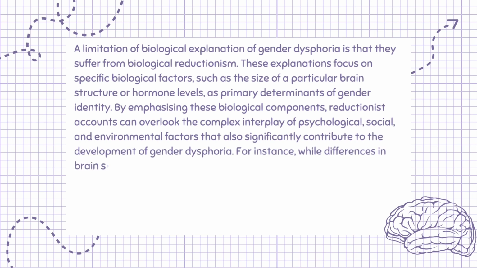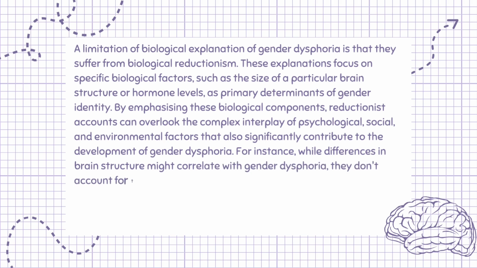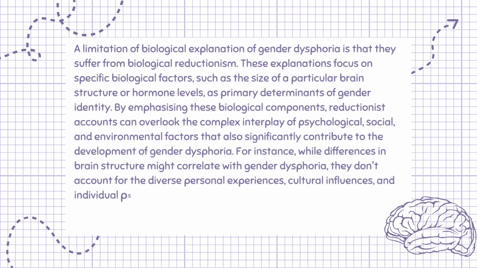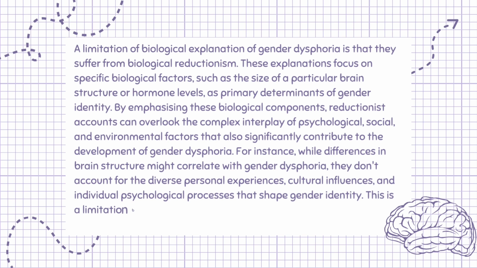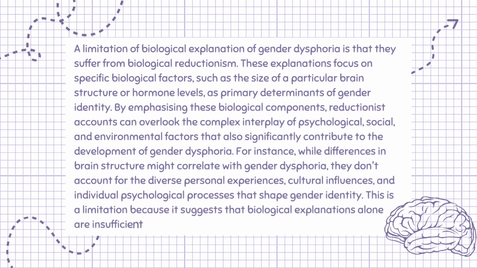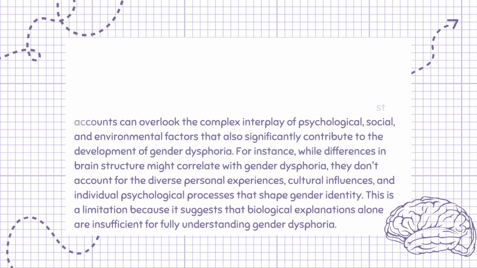For instance, while differences in brain structure might correlate with gender dysphoria, they don't account for the diverse personal experiences, cultural influences, and individual psychological processes that shape gender identity. This is a limitation because it suggests that biological explanations alone are insufficient for fully understanding gender dysphoria.